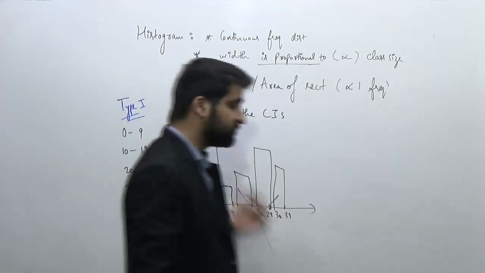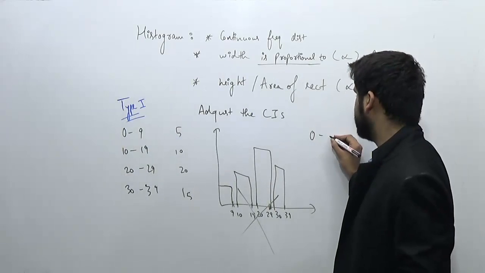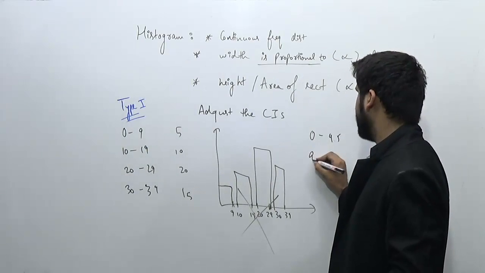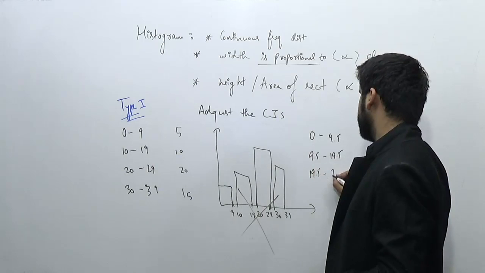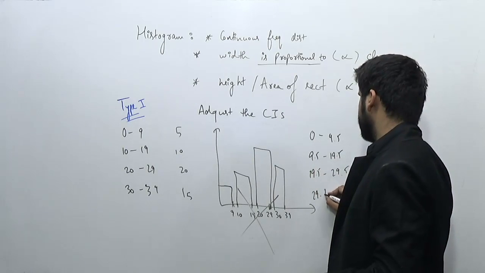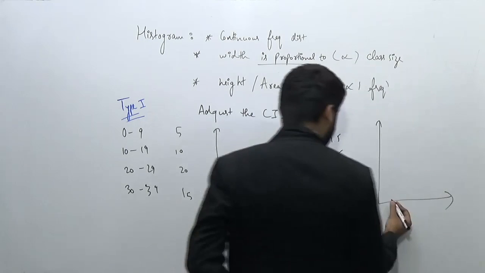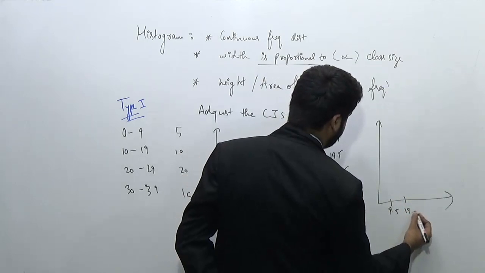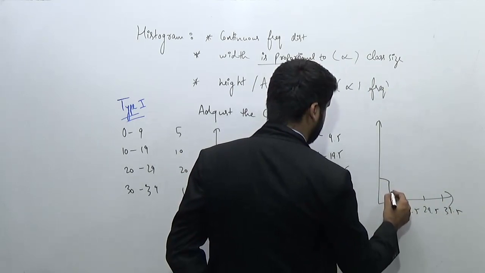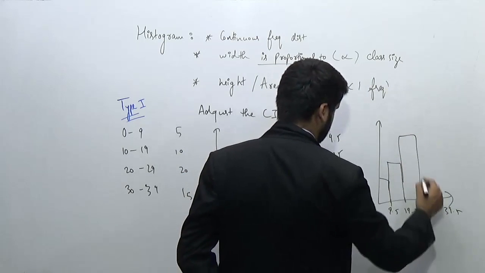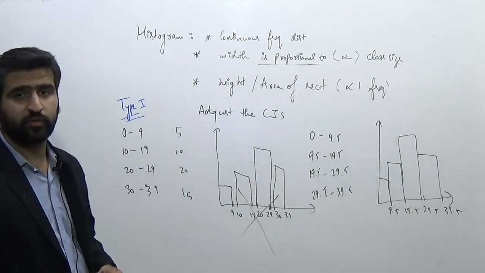So what we'll try to do is first make it continuous class intervals. How will we make that? First, I will write 0 to 9.5, then 9.5 to, let's say, 19.5, then 19.5 to 29.5, 29.5 to 39.5. Then this will become continuous data. Then the intervals will be 9.5 here, 19.5, 29.5, 39.5, right? Then this will become a continuous diagram. So this is a corrected histogram, and this will be the final histogram which I am getting.